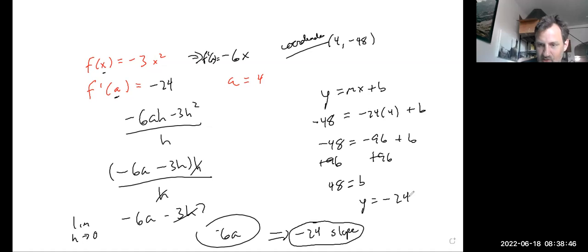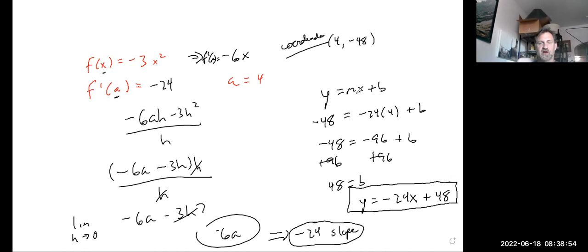This is the answer to the second question. What is the equation of the tangent line at that particular point? That's the equation. Now let's go ahead and check it in Desmos. So I got a couple things here. I got the negative 3x squared, and I want to graph that. I got the equation of my tangent line, and I've got my point, 4, negative 48. So I'm going to put those three things into Desmos, and we'll take a look and just make sure that all makes sense.